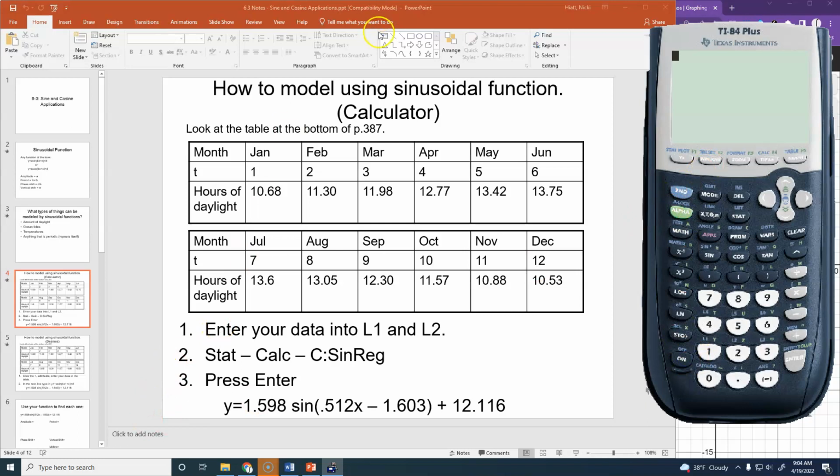So if we're going to use the calculator, we need to first enter our data into L1 and L2. Do you guys remember what we hit to get there?